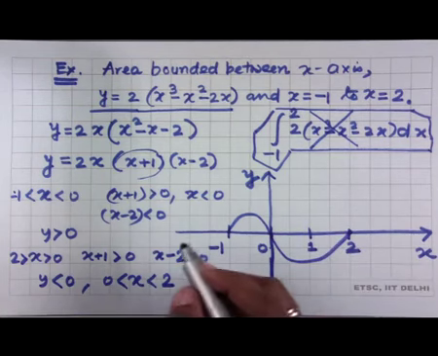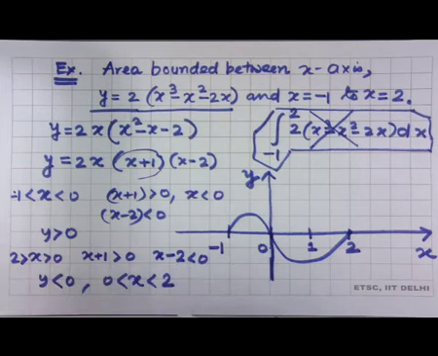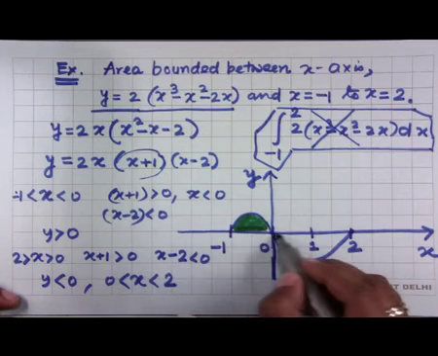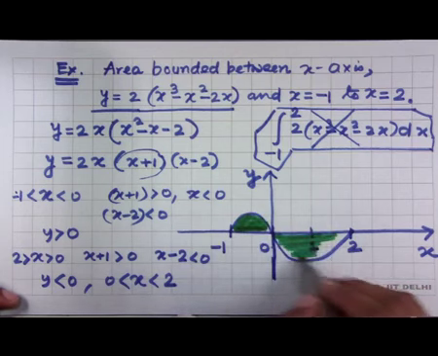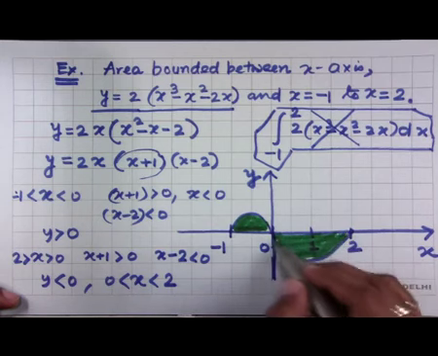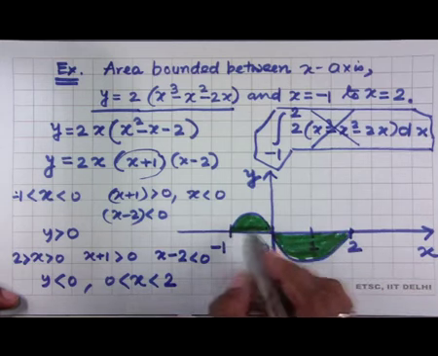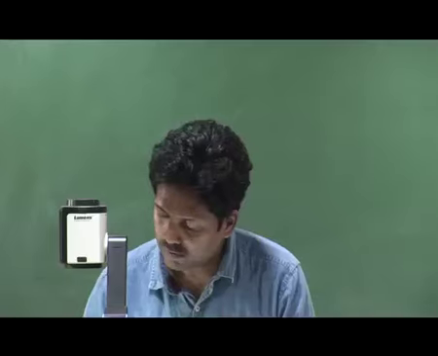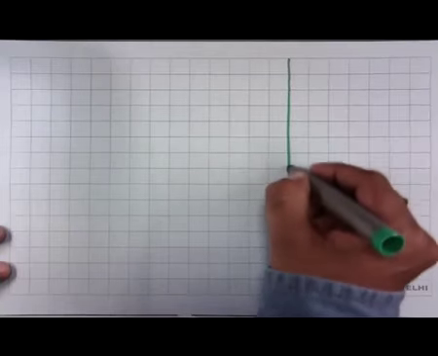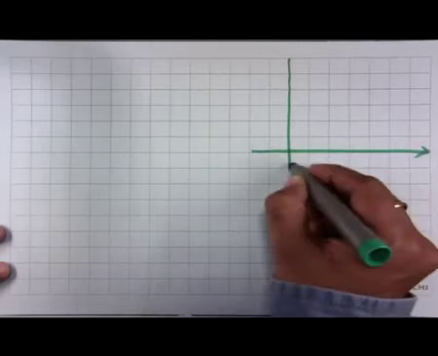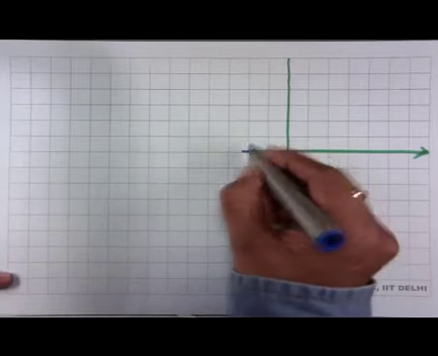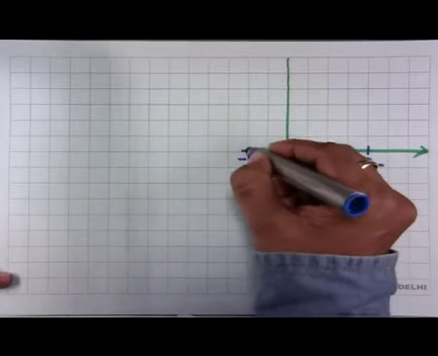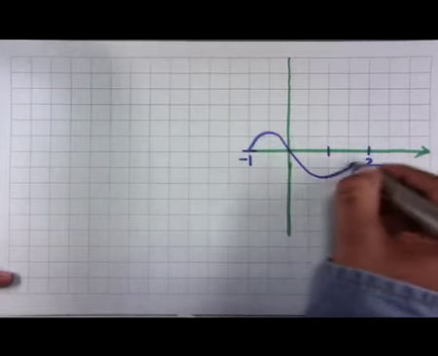So, the total area required is now shaded by green color, you can see. So, we have to compute both and add them together to get the actual area. So, let me draw it again. So, it goes like this and this.